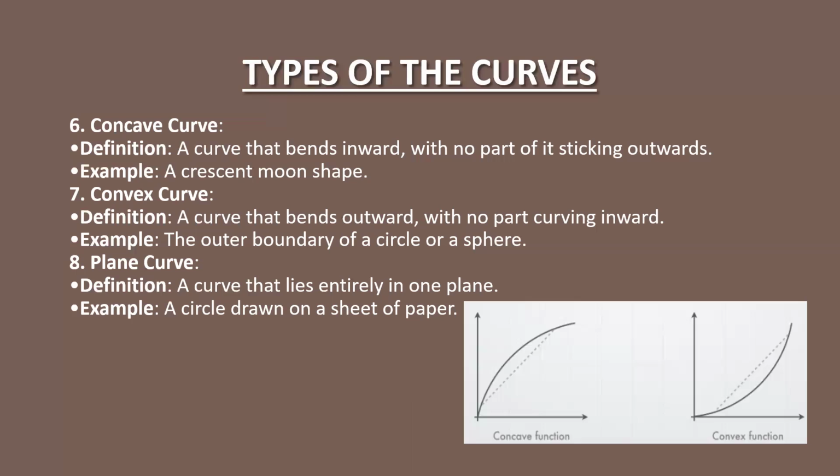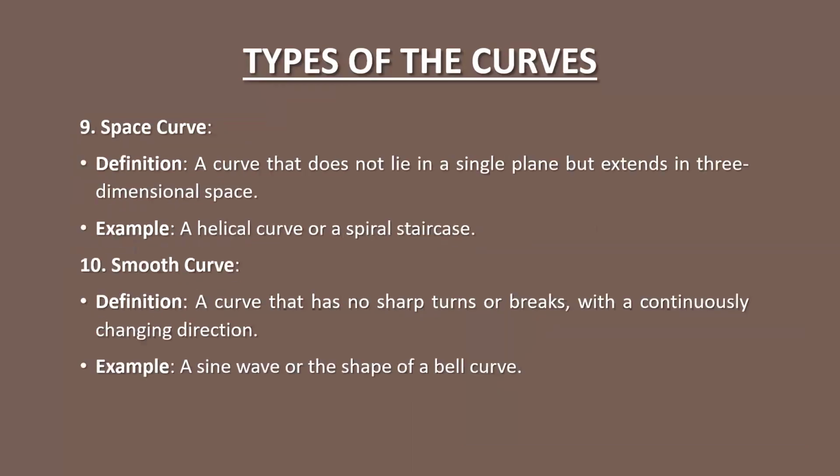Plane curve, a curve that lies entirely in one plane. Example, a circle drawn on a sheet of paper. Then comes the space curve. It means a curve that does not lie in a single plane but extends in three-dimensional space. Example, a helical curve or a spiral staircase.